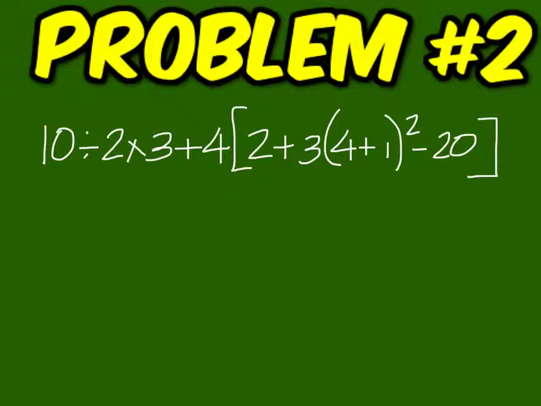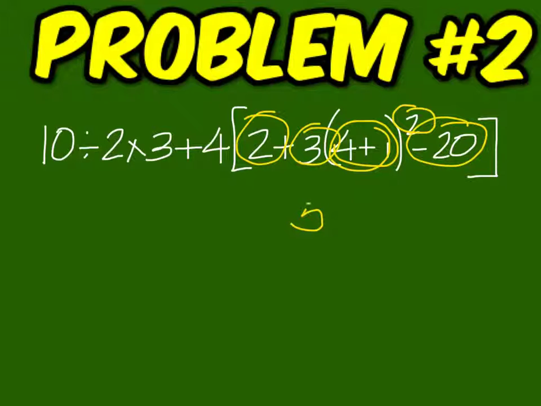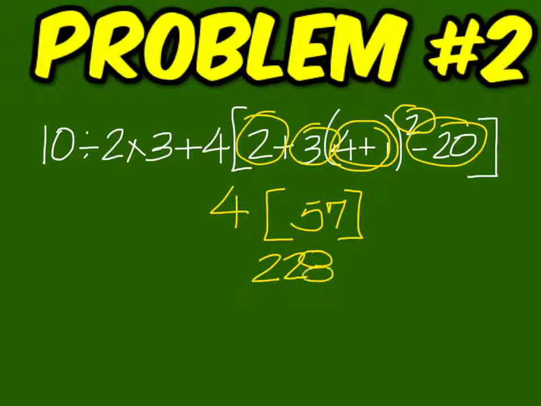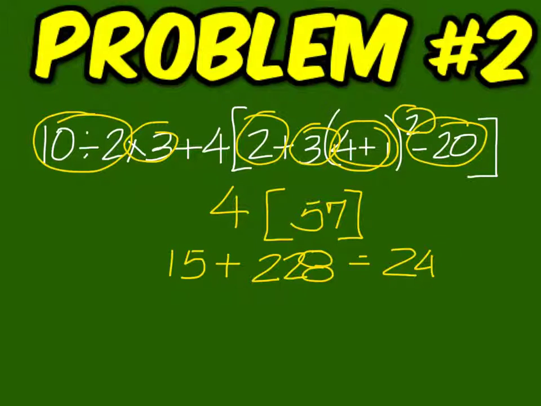Go inside the brackets first, and then inside the brackets you'll be inside the parentheses. 4 plus 1 is 5, squared is 25, times 3 is 75, plus 2 is 77, minus 20 is 57. You will multiply that by 4 to get 228. 10 divided by 2 is 5, times 3 is 15. The answer should be 243.